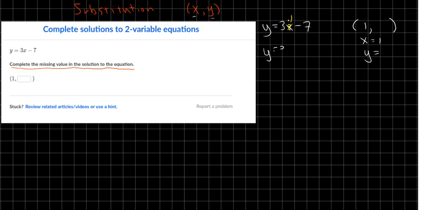Y is equal to 3 times 1 minus 7. That means y is equal to 3 times 1 is 3, 3 minus 7. So y is equal to negative 4. So y over here is equal to negative 4. And that means because our ordered pair is x, y, it's going to be negative 4. So over here, I'll write negative 4.